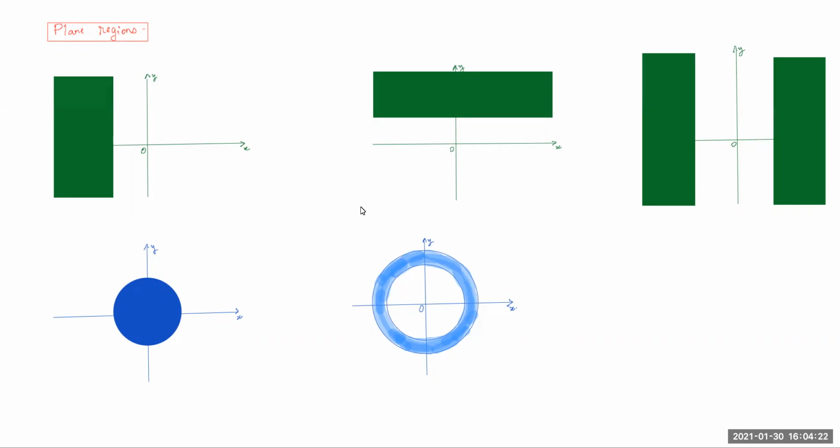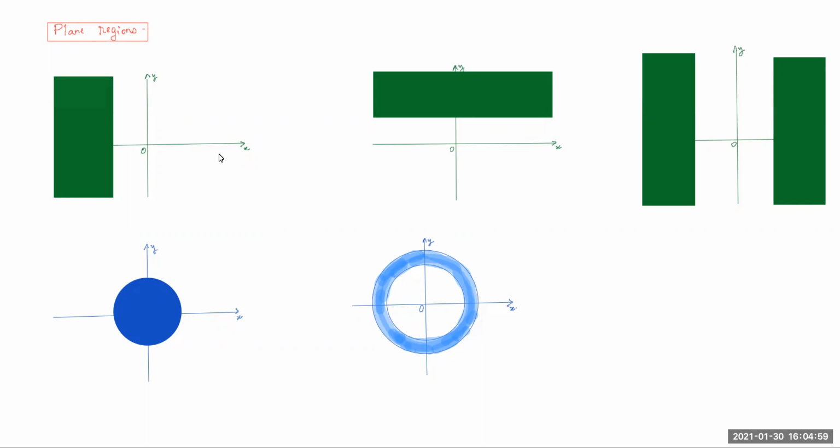Plane regions are sets of points. They are just sets of points in subsets of R2. Not just any set: plane regions are described by inequalities and equations, or a combination of the two. We will not be able to graph any plane region, but simple ones that are delimited by lines or circles, we will be able to describe using inequalities and equalities. So this is the purpose.